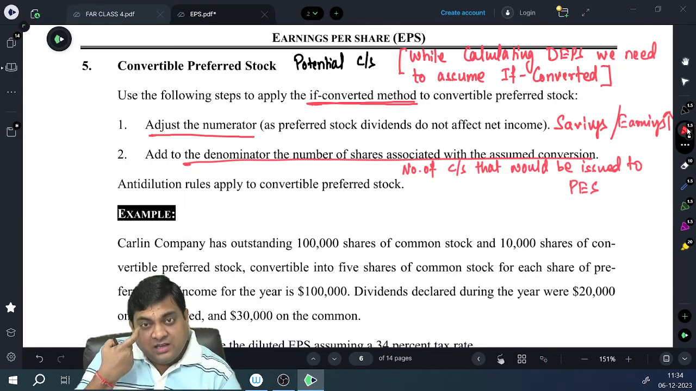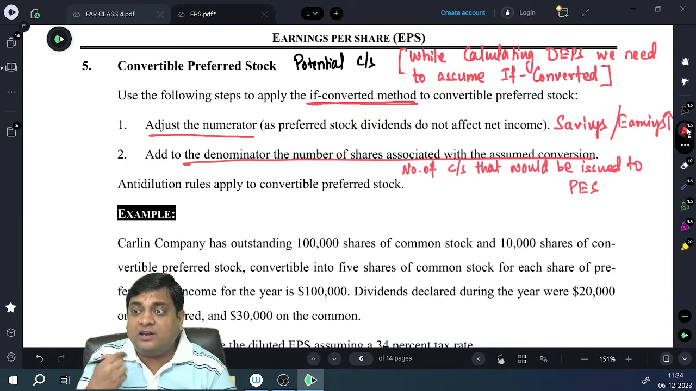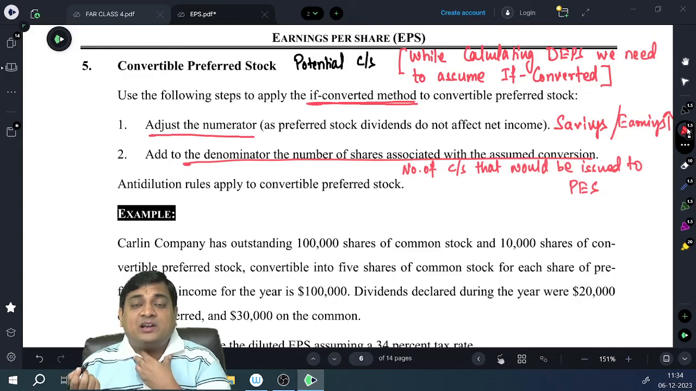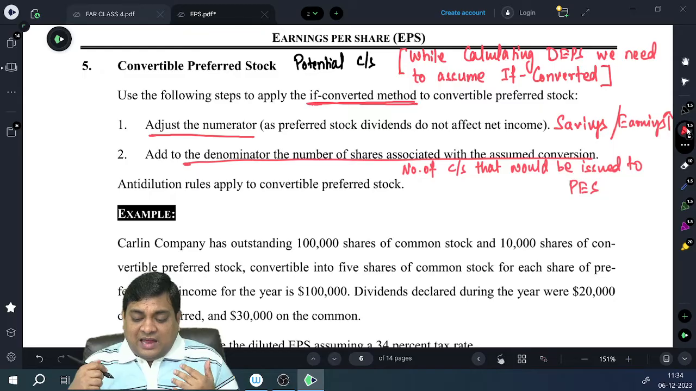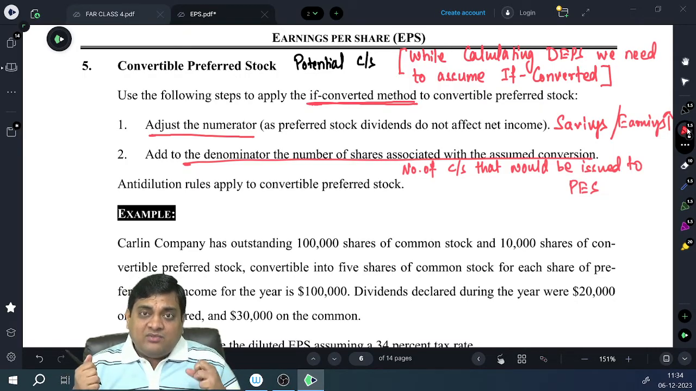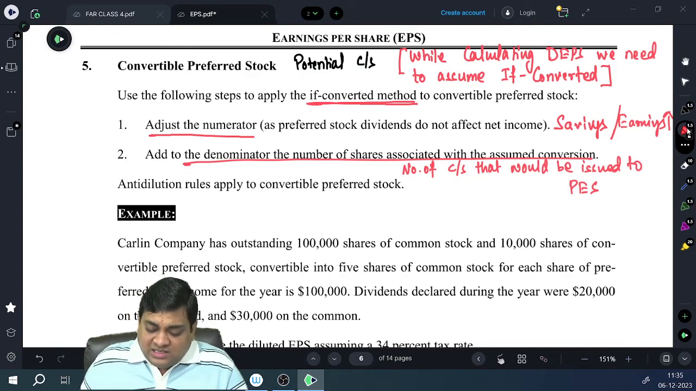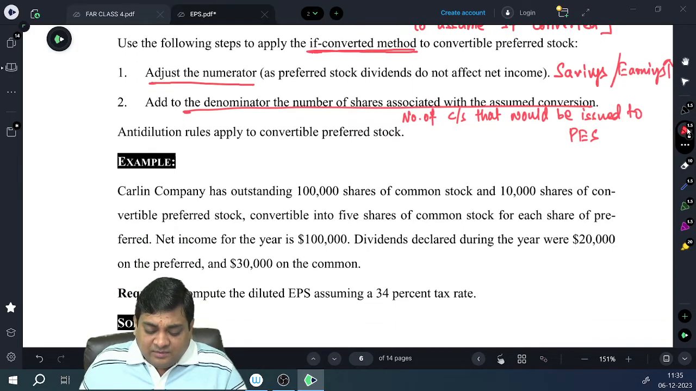There might be a case where, upon this conversion, your earnings will increase, meaning the numerator is increasing at a much faster rate than the denominator. In that case, we won't report this as diluted earning per share. We will report diluted earning per share only when it is depleting, when it is reducing. Okay, so there's a simple example. We will do this.